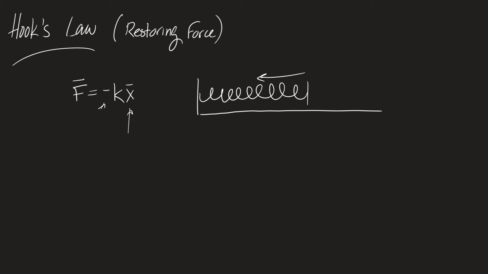The equation is about the spring, not about me. So it explains the force that the object will apply to return to its original shape. That's why there's a negative sign here. You pull out, the spring tries to pull back in. You push in, the spring tries to push back out.